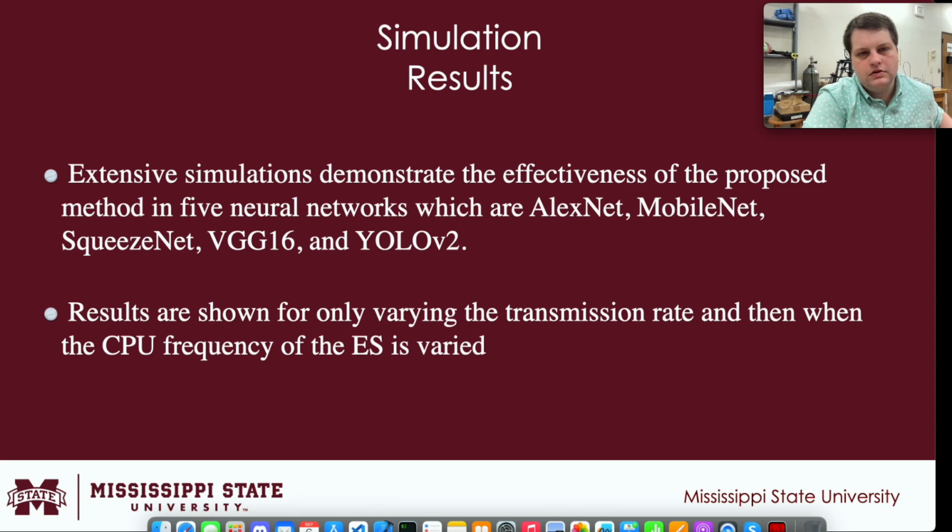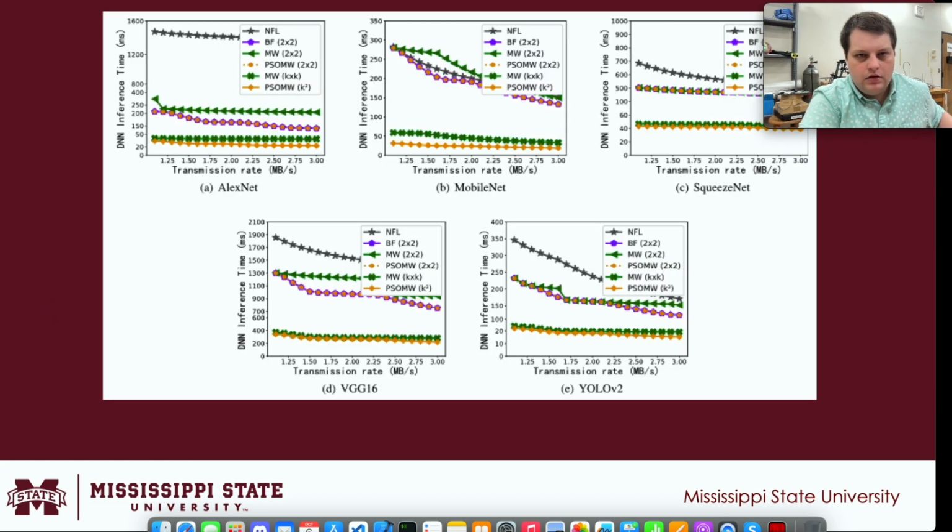And we'll focus on results from 2 cases here, which show only varying the transmission rate at first, and then we'll show when the CPU frequency of the edge server is varied. We'll show the results for that as well. So we'll first show the varying transmission rate across 5 different neural networks when the transmission rate increases from 1.1 megabyte per second to 3 megabyte per second, which simulates many different real-world scenarios.